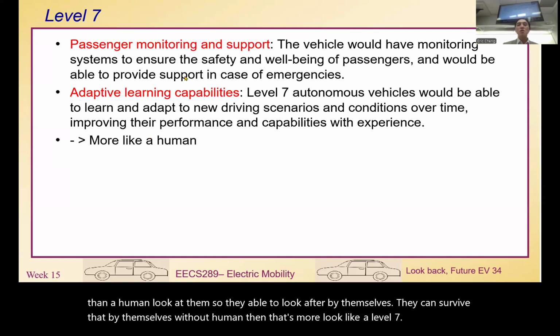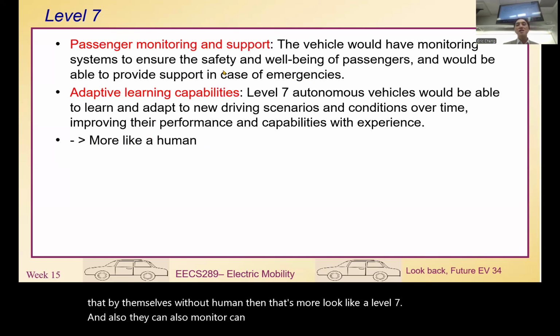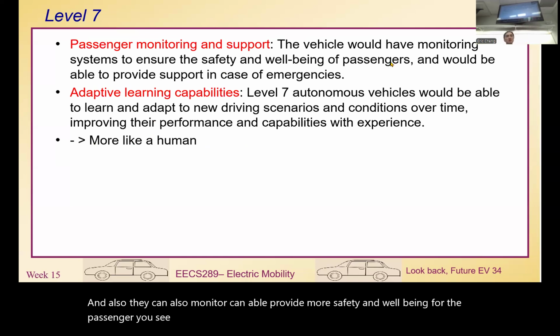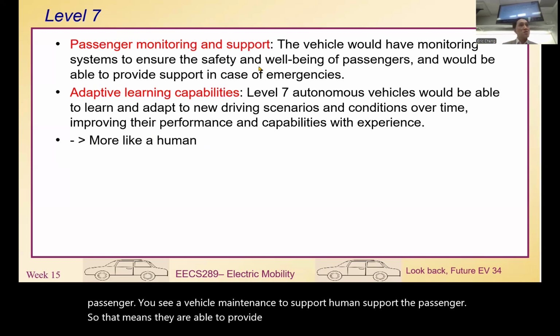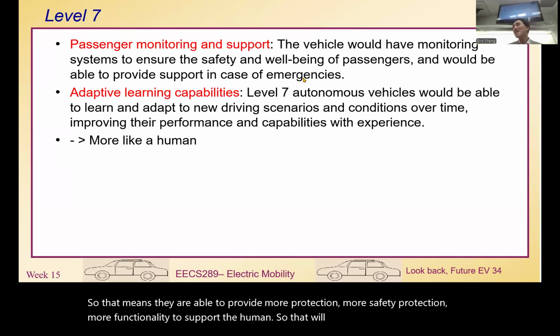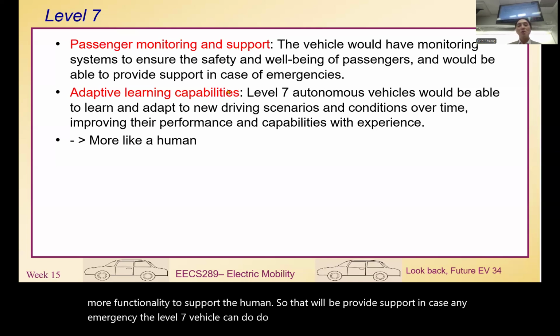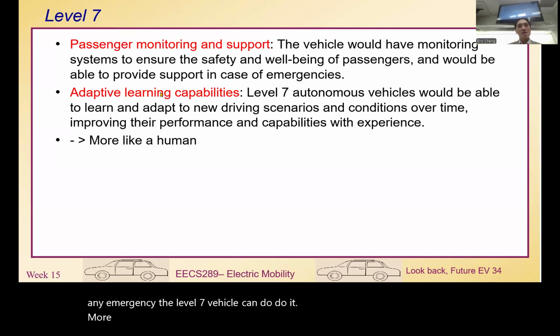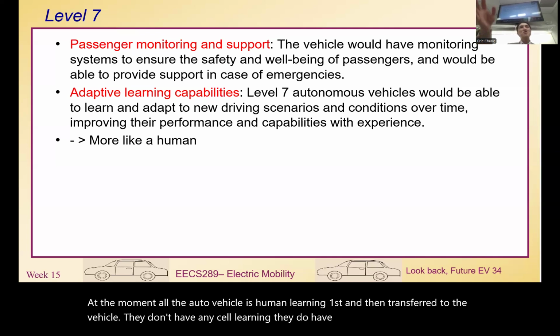And they can also monitor and provide more safety and well-being for the passenger. You see, our vehicle is mainly to support humans, to support the passenger. So they can provide more safety protection and more functionality to support the human. So they will provide support in case of any emergency, which a level 7 vehicle can do. More importantly, there will be learning. At the moment, with all autonomous vehicles, humans learn first and then transfer to the vehicle. They don't have any self-learning. They do have some self-learning, just like which routing.